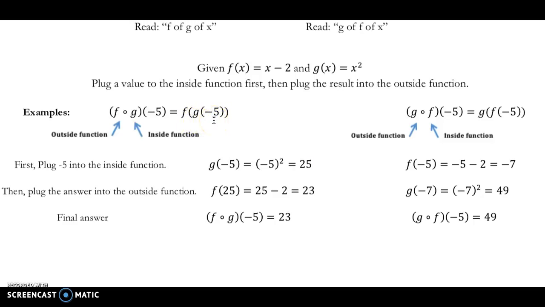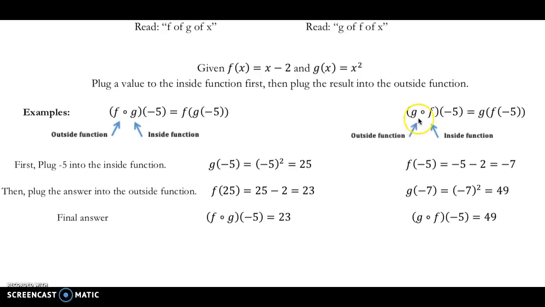Next, what you're going to do is take whatever answer you got from the inside and plug it into the outside. Okay? So I got the answer 25 when I did my inside part. Now what I'm going to do is plug that into f. So here's my f function right here. I'm going to be substituting 25 in for x. So I have 25 minus 2, which is 23. So that means that f of g of negative 5 is equal to 23.